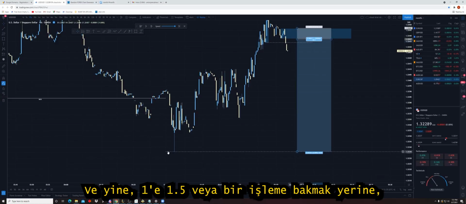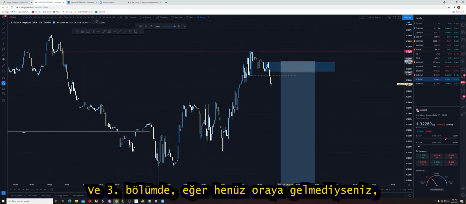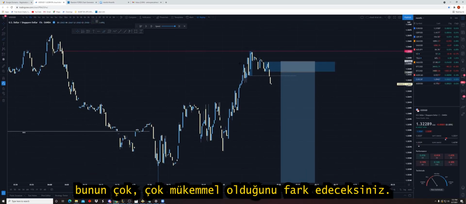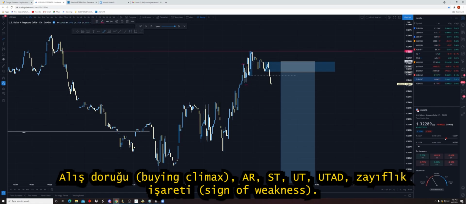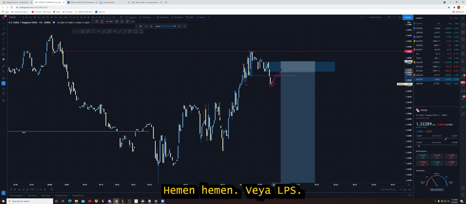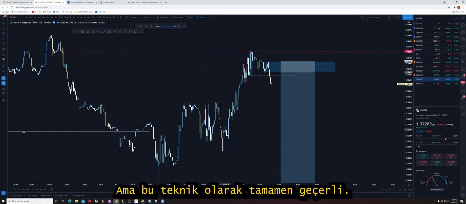And again, instead of looking at a 1 to 1.5 RR trade, even off of waiting for the confirmation, we're able to refine it to a 1 to 10.1. And in section 3, if you haven't gotten there yet, you'll notice that this right here is very, very perfect Wyckoff. Right, with the buying climax, the AR, the ST, the UT, the UTAD, the sign of weakness, and we're looking for the test, right, pretty much, or the LPS, or maybe the test can come a little higher, but this is technically fully valid.